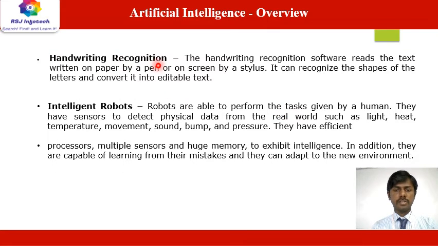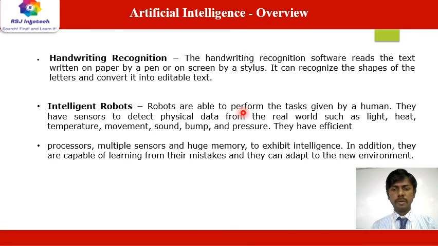Another one is handwriting recognition. Handwriting recognition software reads text written on paper with a pen, or scanned, and recognizes the shape of the letters and converts it into editable text. Nowadays Google Lens is there, and some software like Office Scan and Adobe Scan. What it does is this: some assignments are written by hand, so it recaptures the letters and converts them into editable text format, even if written in a particular style.